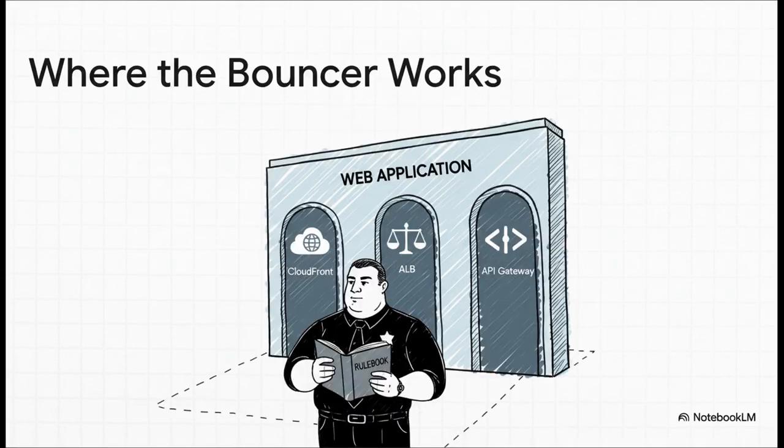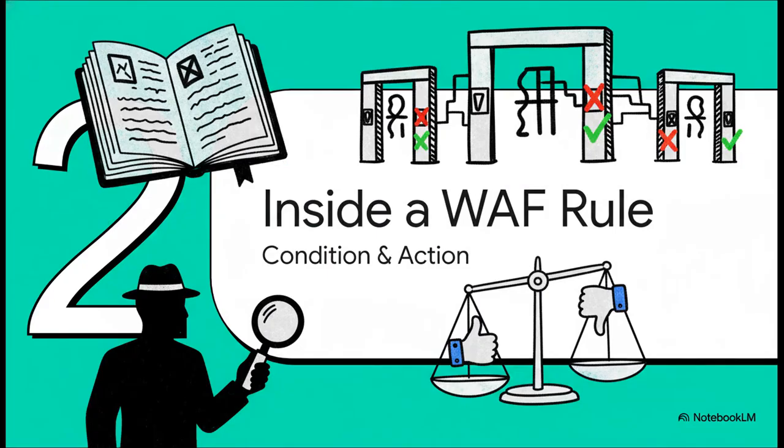And just like a real bouncer stands right at the front door, you attach this Web ACL, this rulebook, to the main entry points of your application. That could be your CloudFront distribution, maybe your application load balancer, or your API gateway. This is the front line. This is where your bouncer gets to work. So let's crack open that rulebook and take a look inside. What are the actual rules? What specifically is our bouncer looking for, and what are they even allowed to do when they find it?